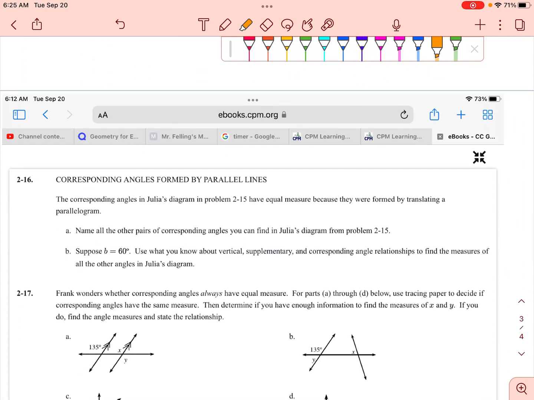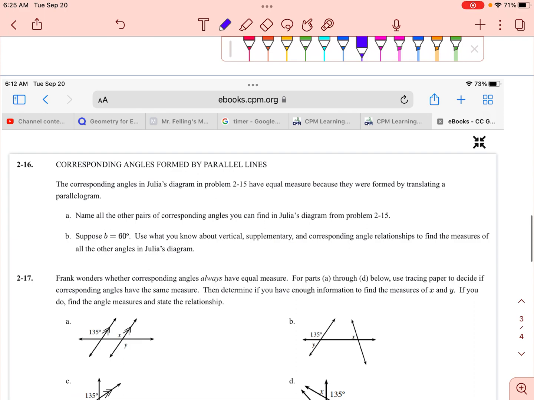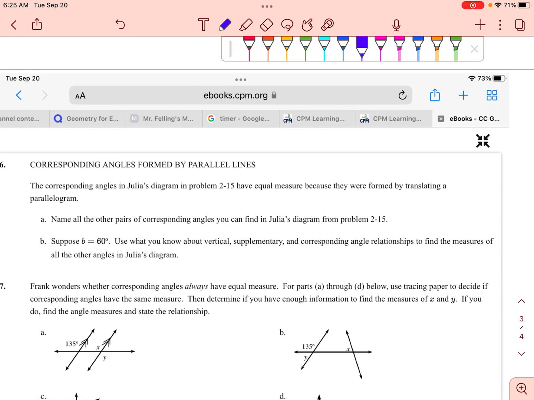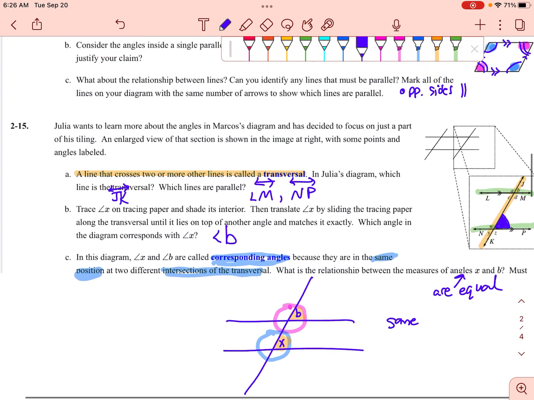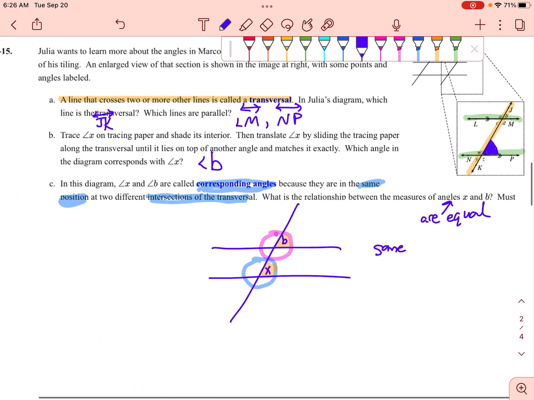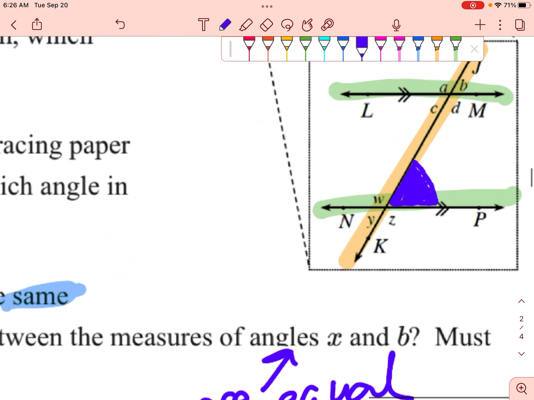Okay, again, you guys are going to pause this. You guys are going to read 216. So the corresponding angles in Julia's diagram in 215 have equal measure because they were formed by translating a parallelogram. Name all the other pairs of corresponding angles you can find in her diagram. So we're going to come back up here, and we're going to list all of the corresponding angles.